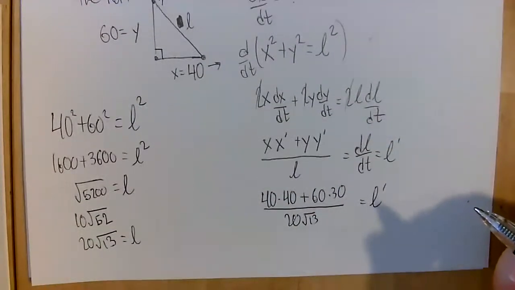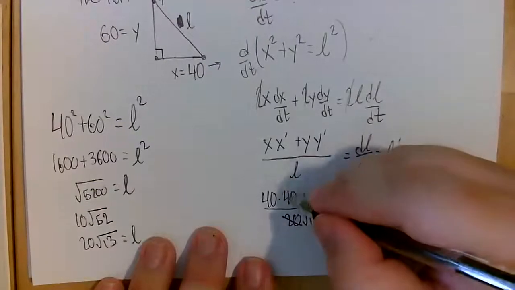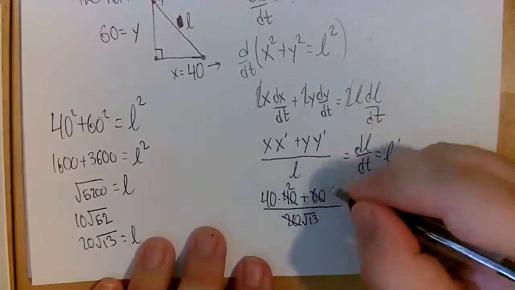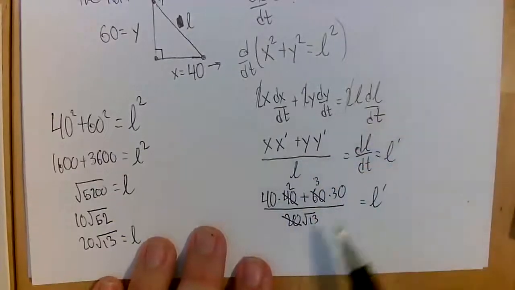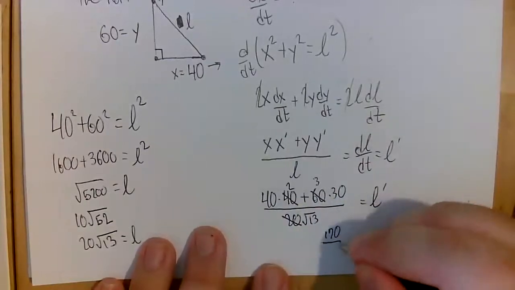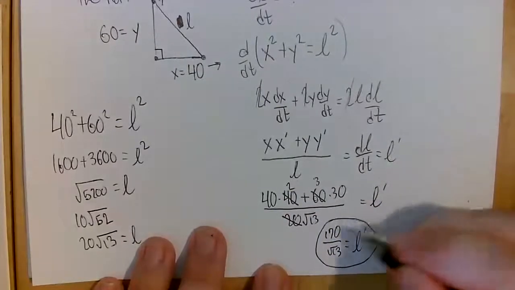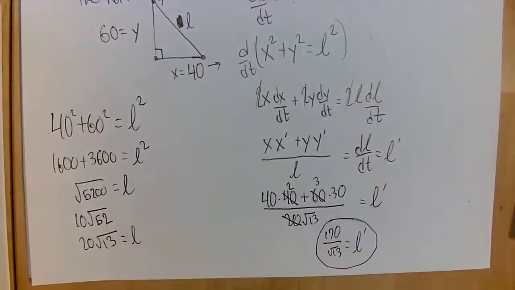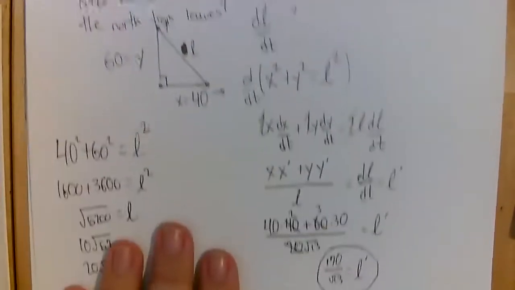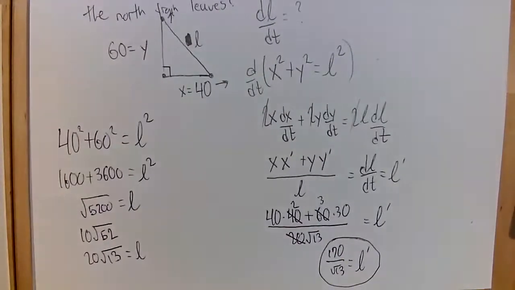Okay, so let's see here. I could definitely simplify this. The 20 could cancel, and this will become a 2. This will become a 3. So I have 80 plus 90 is 170 over the square root of 13. So this kind of bizarre number right here is going to be L prime. That's how we're going to be able to find out the rate of change of distance between these two trains right here. All right, so that's another example here.